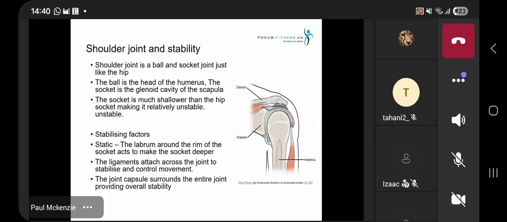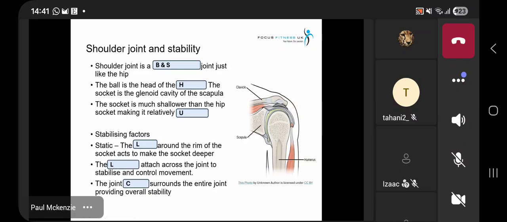So consequently, the ball fits more into that socket. Now the shoulder doesn't have to bear quite so much load, so the socket is shallower. It's a lot shallower. So your hip one is going to be more round. The shoulder one is going to be a little bit more shallow. However, you still have that labrum, the cartilage around there, just to increase the stability within the joints as well.